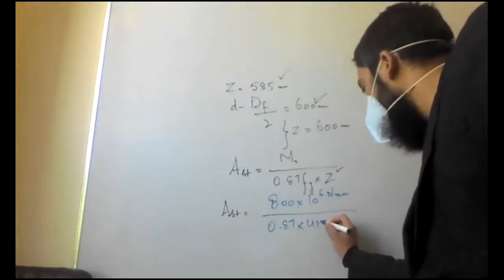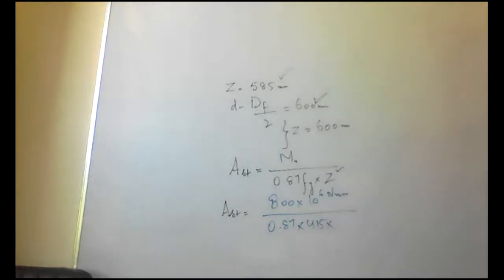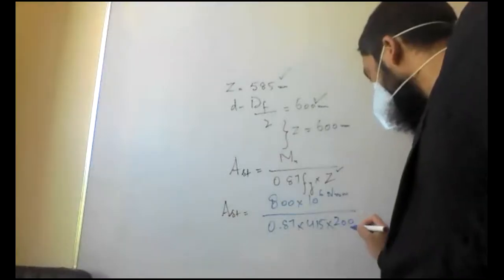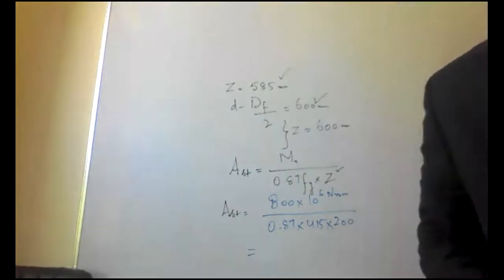Now your Fy, what is the value of Fy? Fy is 415, and your Z, if you are taking the lower value of Z, it would be 200. The higher value of Z, it would be 200. This is an approximate value. Now, can you get AST value here? Just calculate the value.